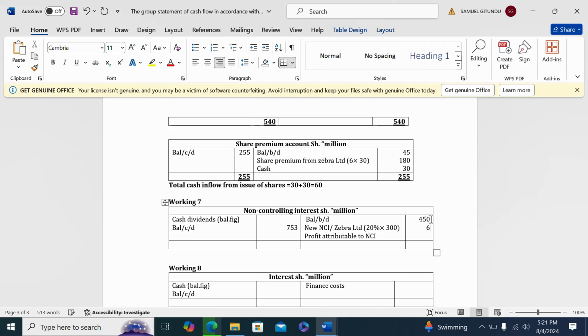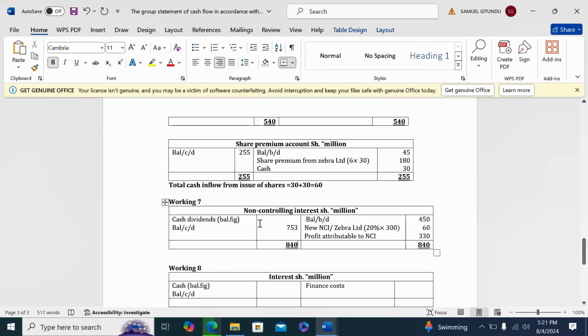So I'm getting 60 as the new NCI acquired in Zebra Limited. Then we add the profit attributable to NCI. It was 330. You can check it from the statement of comprehensive income. It was 330. So if we add all of this, how much are we getting? So 450 plus 60 plus 330, it is coming to 840. So I expect here also to be 840.